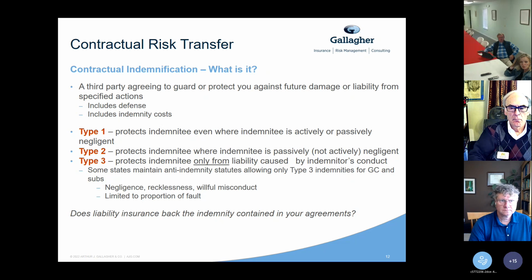So those are 3 different types. And again, another reason why it's just so important to have an attorney review it and be on your side and advocating on your behalf. And then the slide also asks the question, does the liability insurance back the indemnity contained in your agreements?